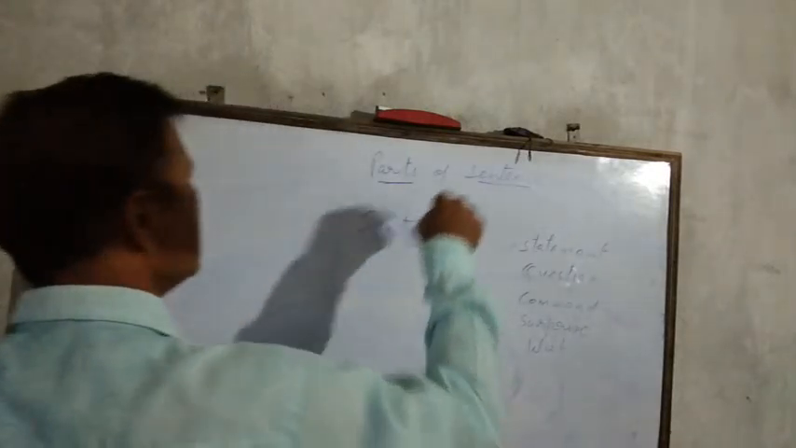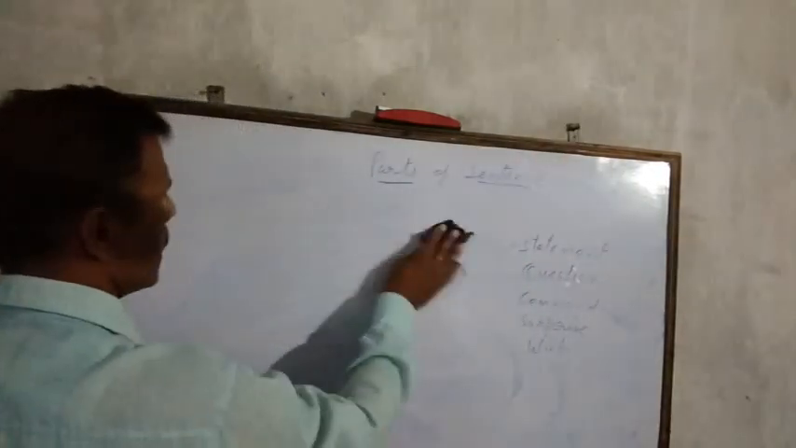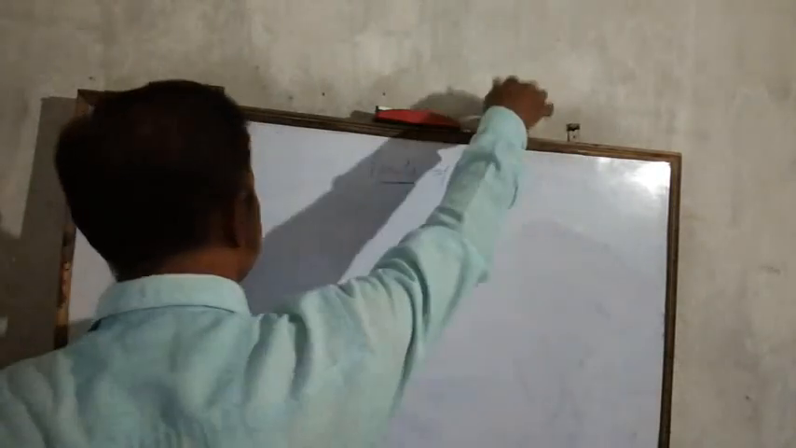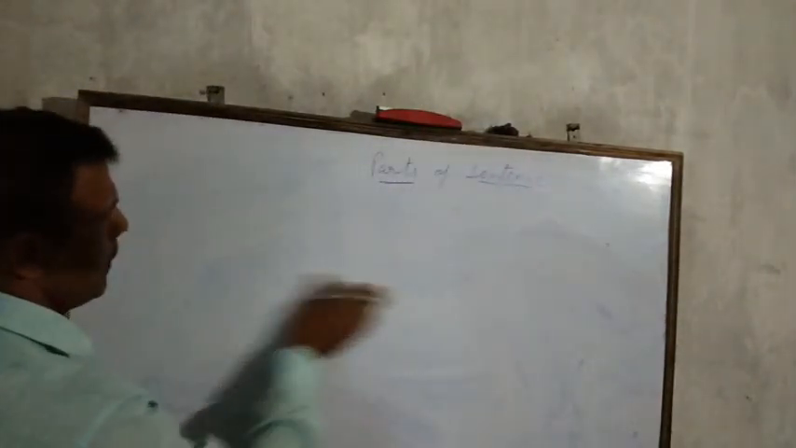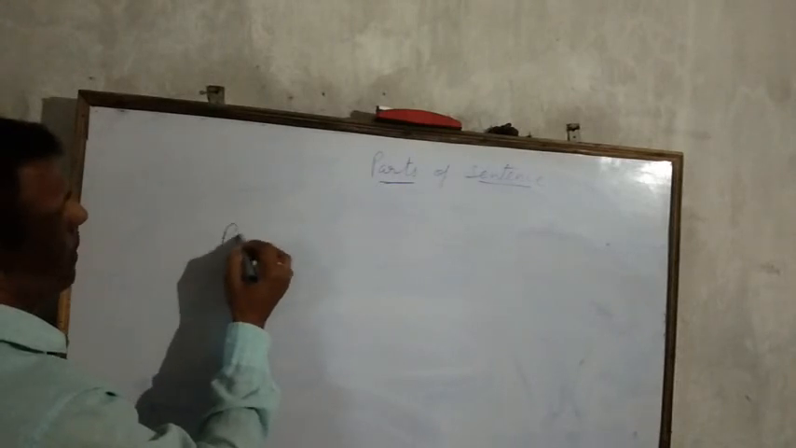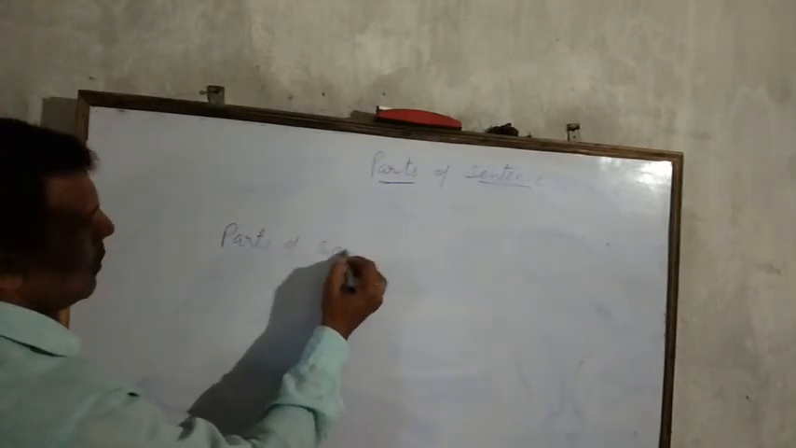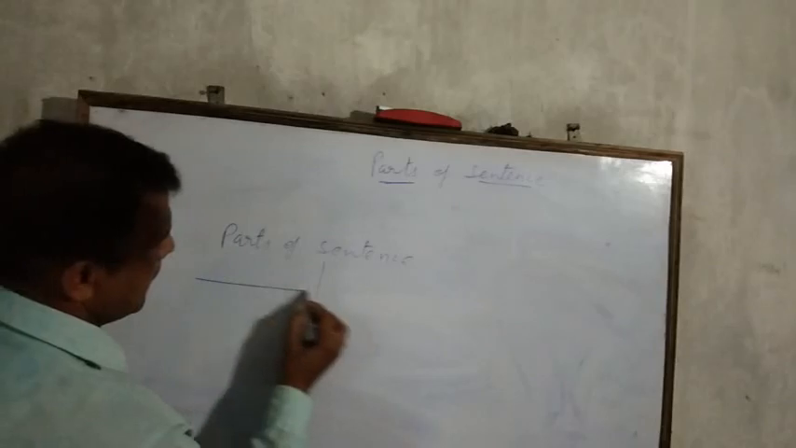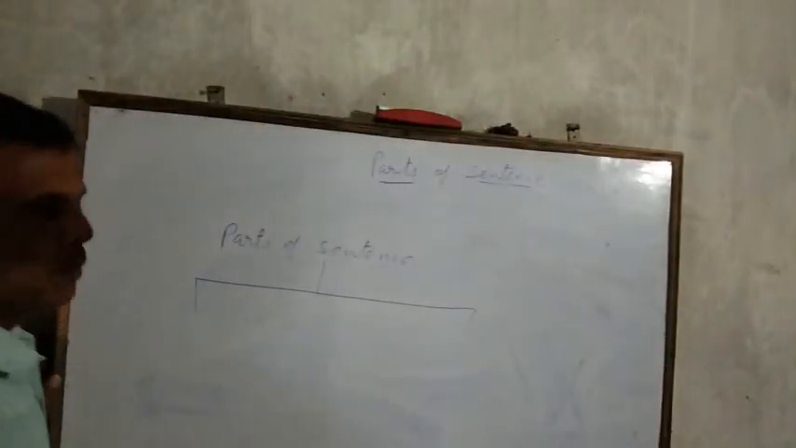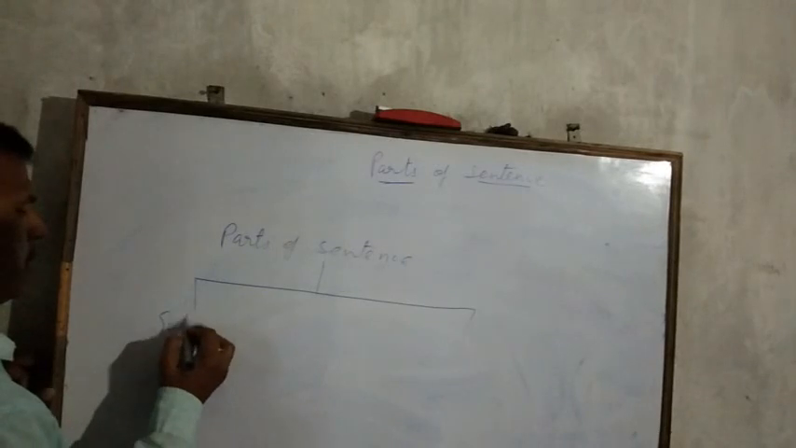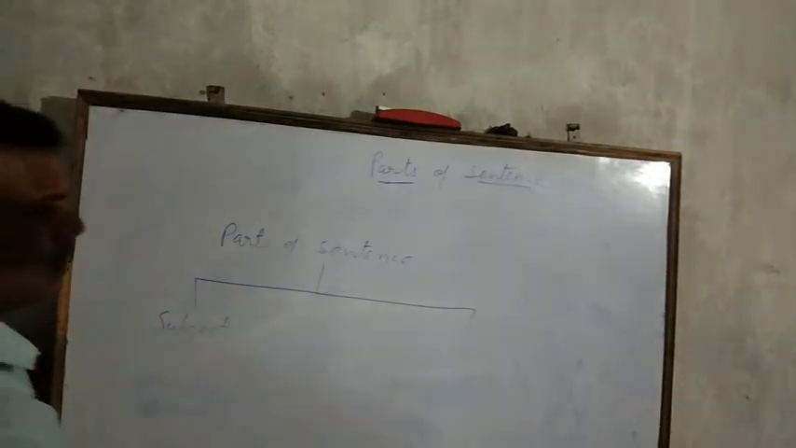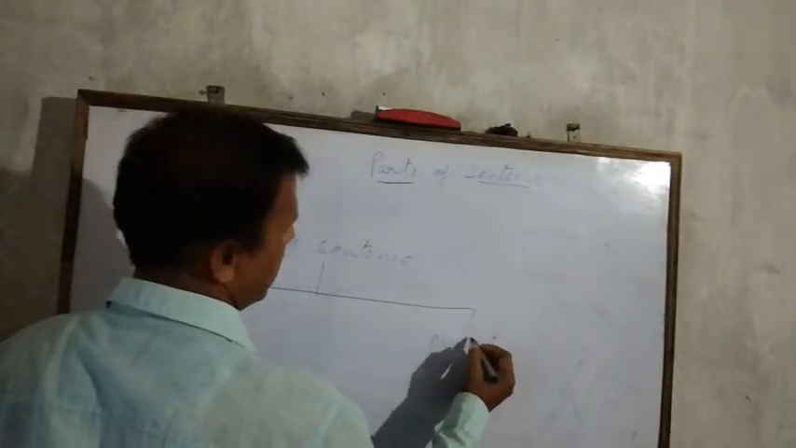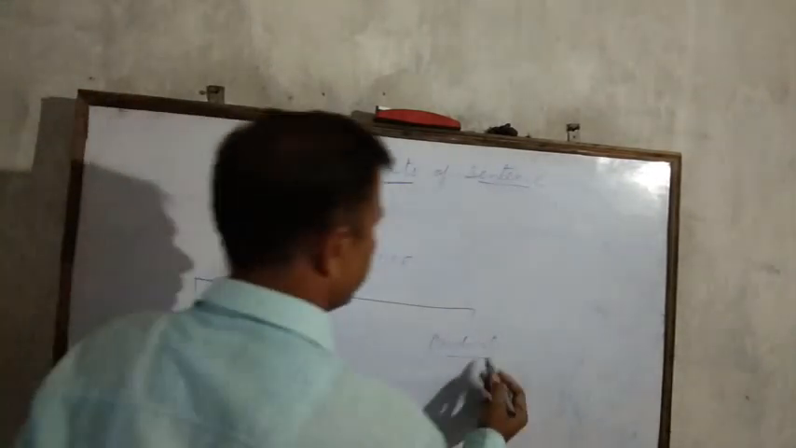Now, what are the parts of sentence? We will discuss here. A sentence has two parts. First part is subject and the other is predicate.